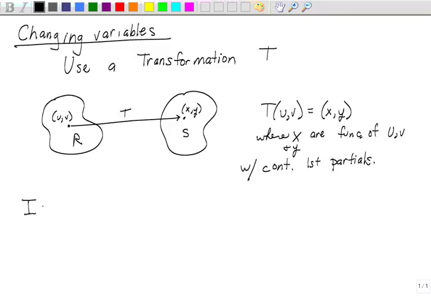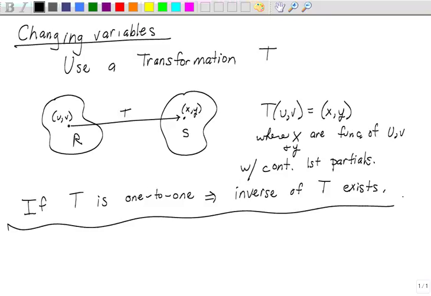Okay, then if t is 1 to 1, that means each point (u, v) has only one image point, and each image point is paired with only one domain point, so they can go back and forth. So if t is 1 to 1, then remember the inverse of t exists.